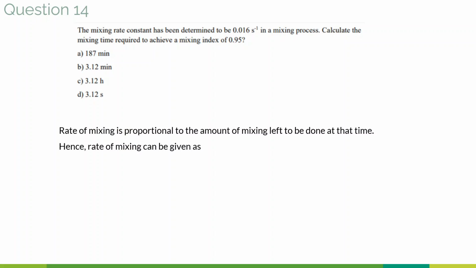So the rate of mixing here is, again with the same equation we will be using, proportional to the amount of mixing left to be done. So dm by dt is equal to k into 1 minus m. Integrating, you get ln of 1 minus m equal to minus kt. So you substitute the m value and the k value and calculate the time. So ln of 1 minus 0.95 is equal to minus 0.016 second inverse into time. Since k is in second inverse, the time that you get will also be in seconds. So time comes out to be 187 seconds.